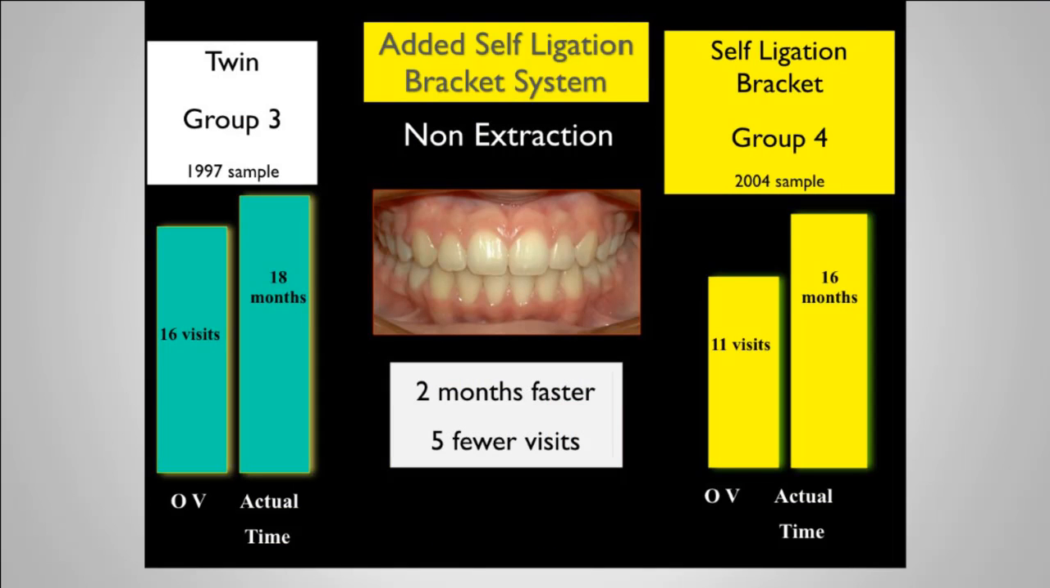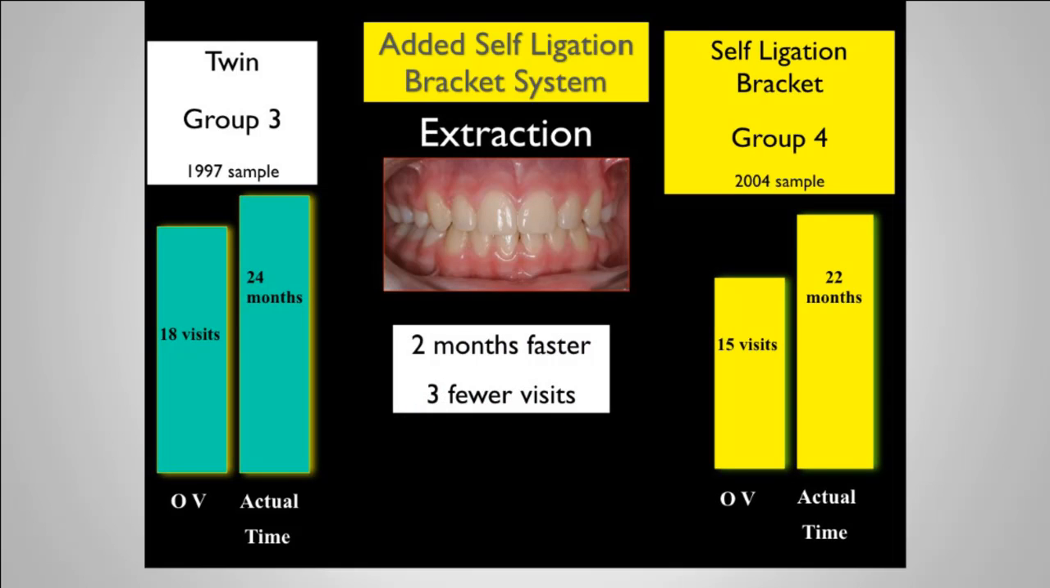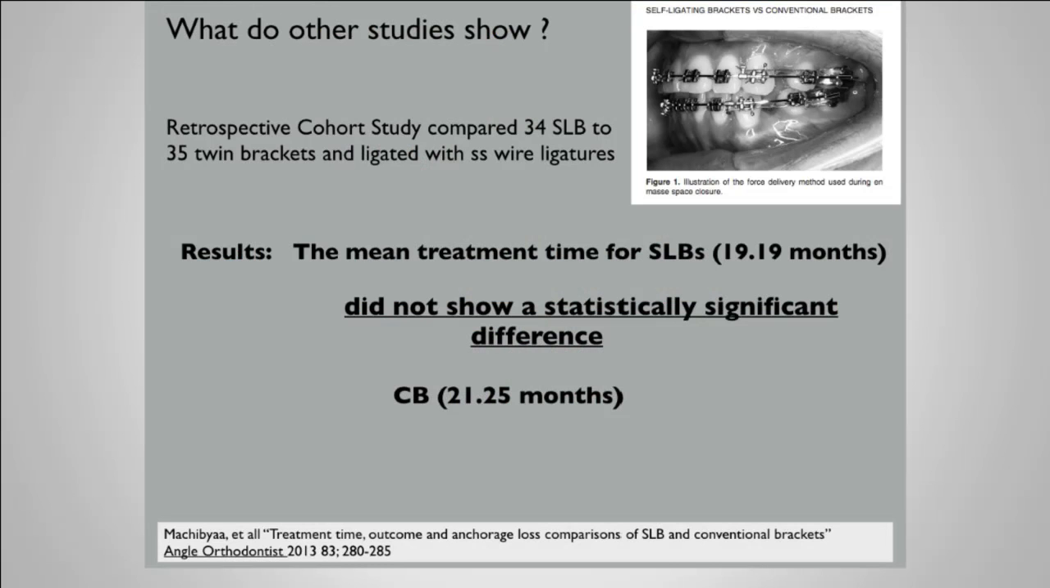Then in our fourth cohort studies, you see in the yellow on the right with self-ligation brackets, our non-extraction cases finished 2 months faster with 5 fewer office visits, and our extraction cases similarly finished 2 months faster with 3 fewer visits. So you can see my whole history over the last 20-25 years has been efficiency and grading efficiency. And you can see with each progression and each new device that we've added has improved our treatment efficiency.